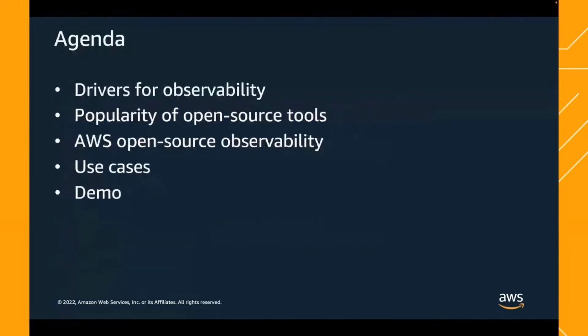So let's get started. Today, we will cover some drivers for observability. We'll also look at some popular open source tools. We'll also give you a brief introduction of various AWS open source observability services, primarily Prometheus and Grafana. We'll look at some of the key use cases, how our customers are using the services as well. We'll then follow up with a cool demo, which Imaya will show us, as well as a live Q&A at the end of the session.